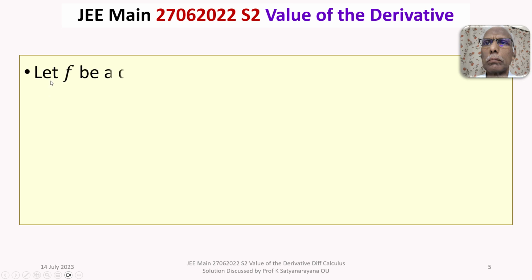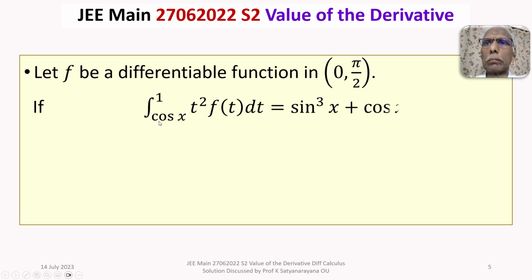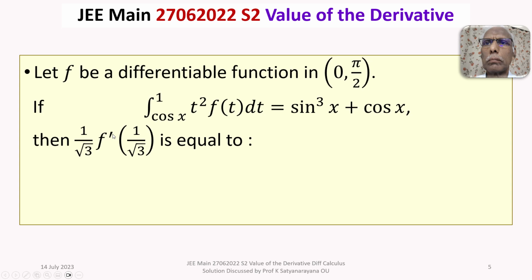The given question is: let f be a differentiable function in the open interval 0 to pi by 2. If the integral from cos x to 1 of t square f of t dt is equal to sin cube x plus cos x, then 1 by root 3 f prime of 1 by root 3 is equal to.